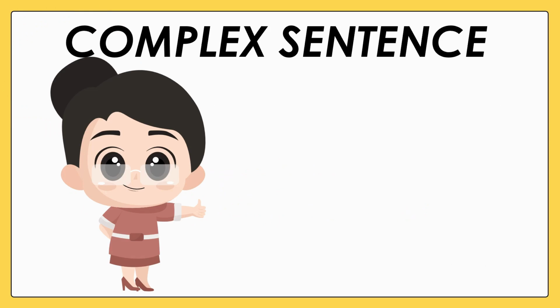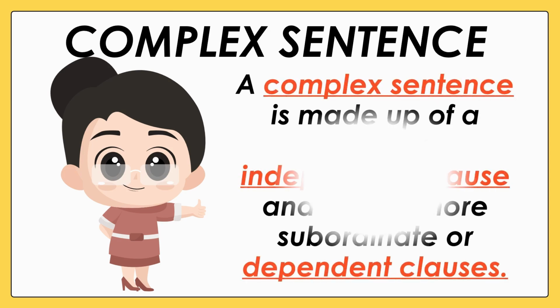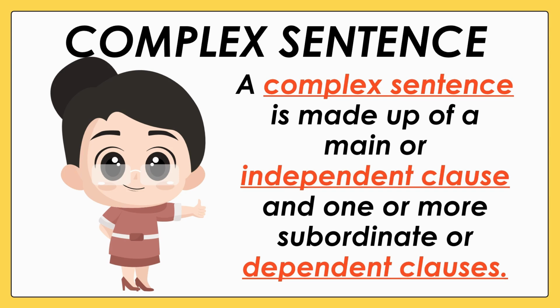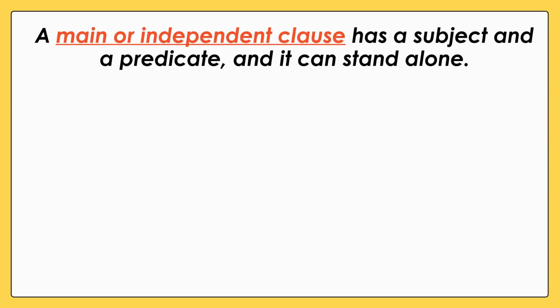Now, let us define what a complex sentence is. A complex sentence is made up of a main or independent clause and one or more subordinate or dependent clauses. A main or independent clause has a subject and a predicate, and it can stand alone.